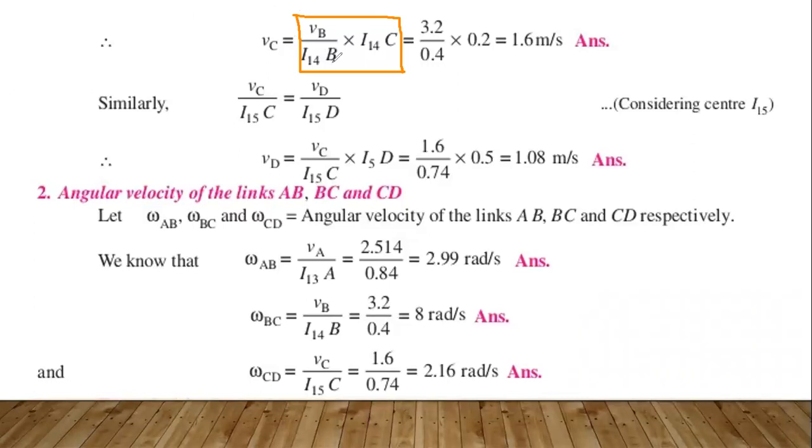So by substituting these values, velocity of B we got 3.2 meters per second, and I14 to B is 0.4, and instantaneous center 14 into C is 0.2. In total we got 1.6 meters per second. So the velocity of C is 1.6 meters per second.